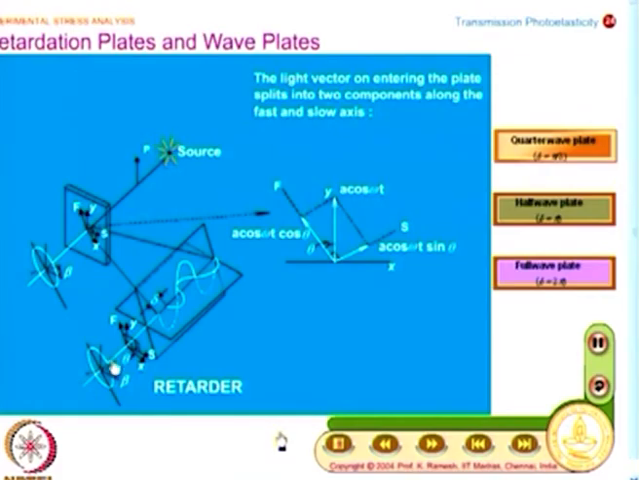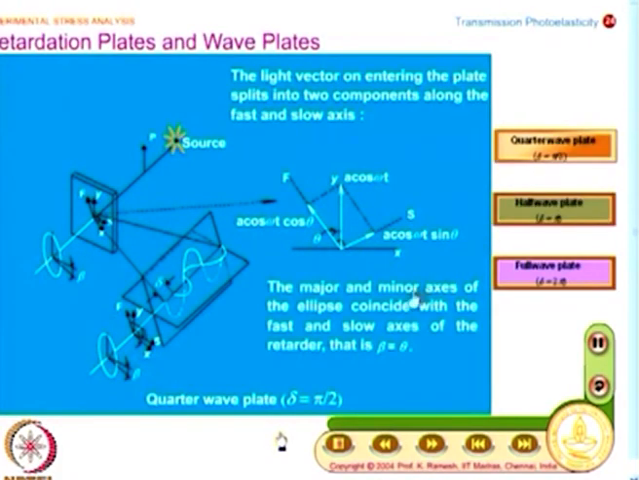And we have seen that by changing delta, the characteristic of the ellipse can change. And there are a few important cases which are relevant to photoelastic analysis, and we keep using an optical element called a quarter wave plate. The name signifies it introduces a retardation of delta equal to pi by 2, and this is essentially a crystal plate.